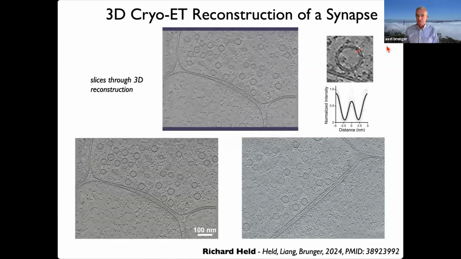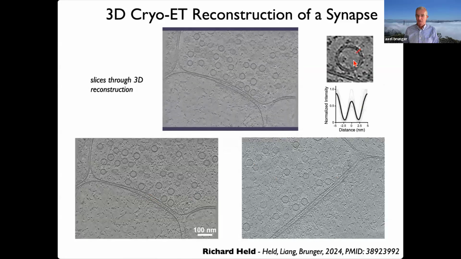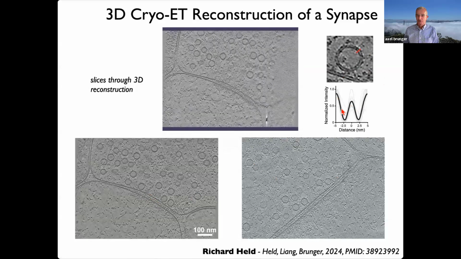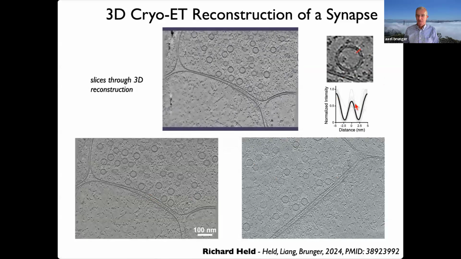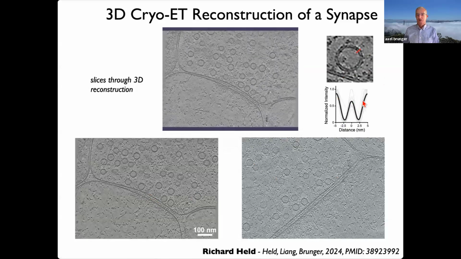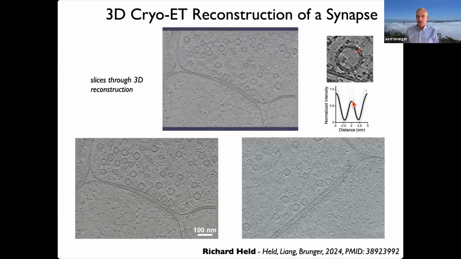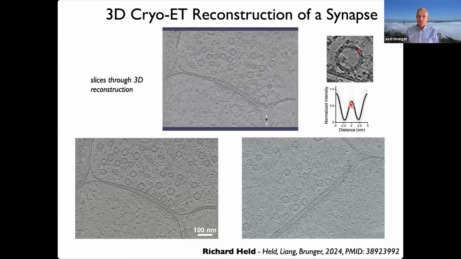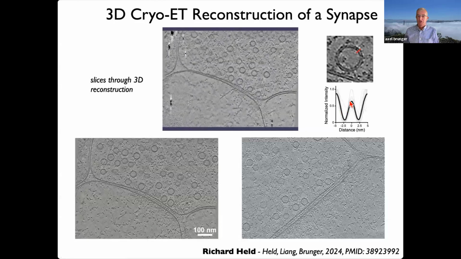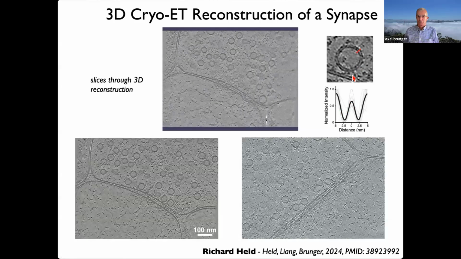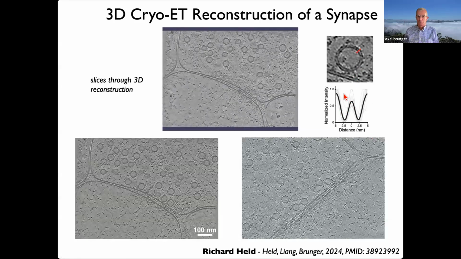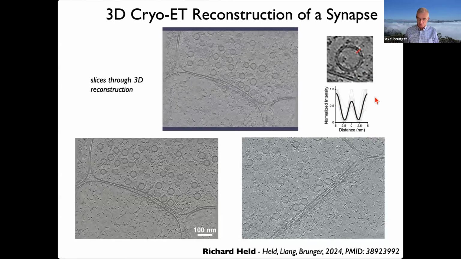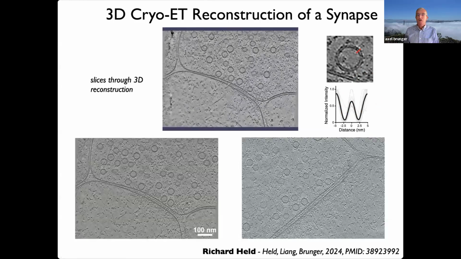And again, just to illustrate the quality of these images, this is a line profile of the density through one of these synaptic vesicle membranes. And you can see this characteristic double feature, and that's comparable to the resolution you would obtain if you would just image single vesicles or liposomes for that matter. So we're right at that level of quality with these synaptic samples.